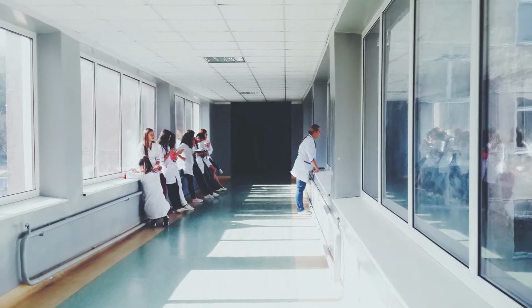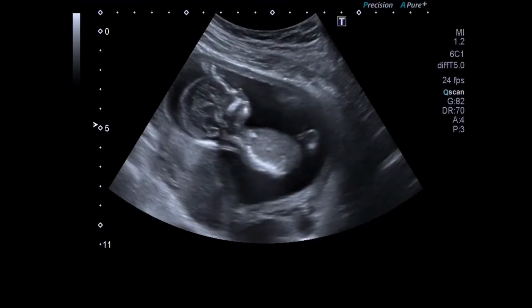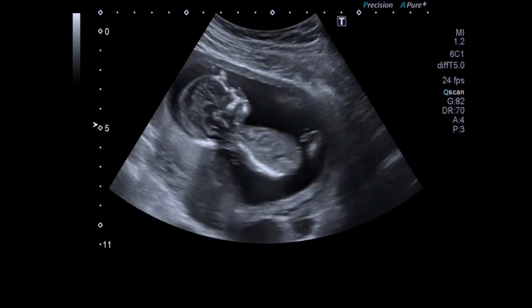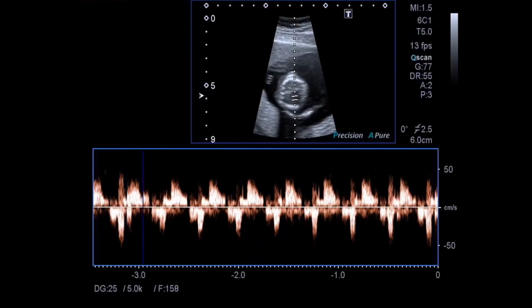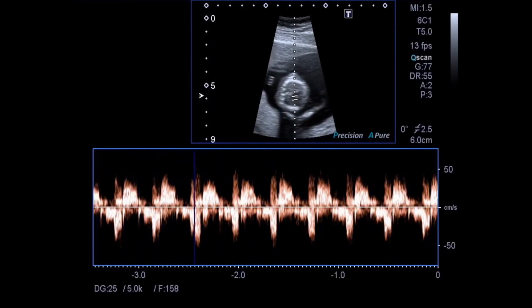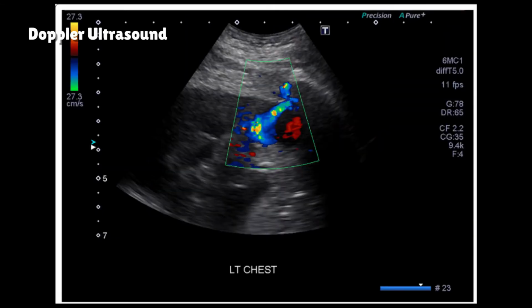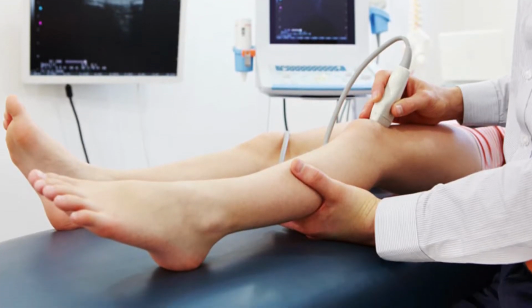There are many situations in which ultrasound is performed. Perhaps you are pregnant and your obstetrician wants you to have an ultrasound to check on the developing baby or determine the due date. Maybe you are having problems with blood circulation in a limb or your heart, and your doctor has requested a Doppler ultrasound to look at the blood flow.